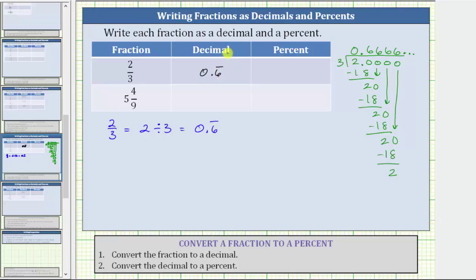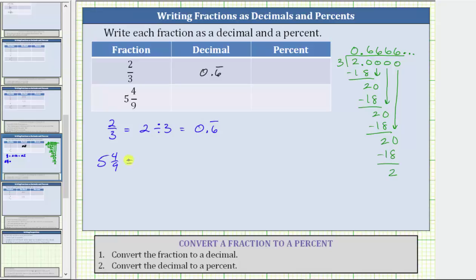I do want to mention, sometimes you may be asked to round the decimal. To do this, we would repeat the 6 one place value past the round off place value, and then round. Next we have 5 4/9. To convert 5 4/9 to a decimal, one option would be to convert 4/9 to a decimal by dividing 4 by 9 and then adding 5.